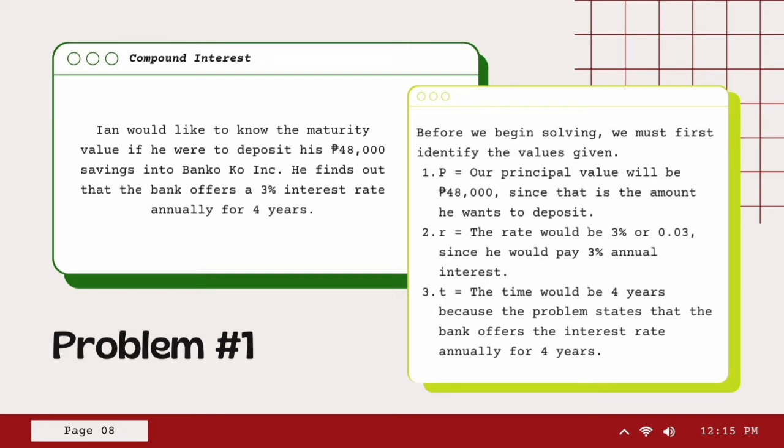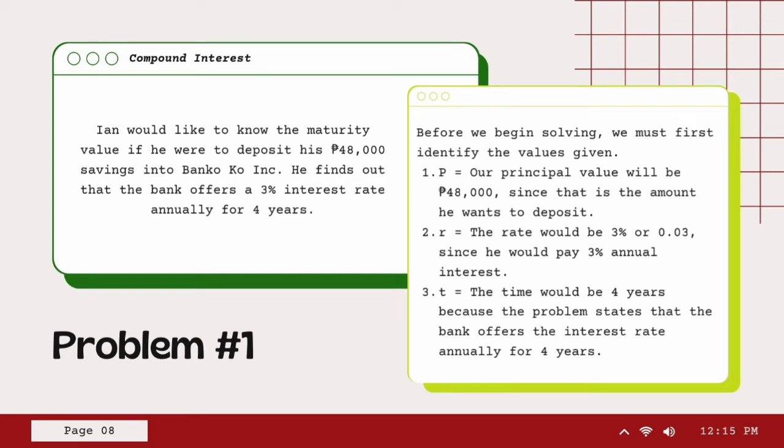The time would be 4 years because the problem states that the bank offers the interest rate annually for 4 years. Let us now solve for the maturity value. Wait, we don't have the value for simple interest yet. What do we do? Let us go back and recall the formula for simple interest.